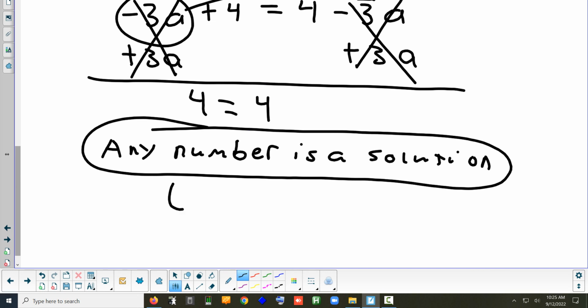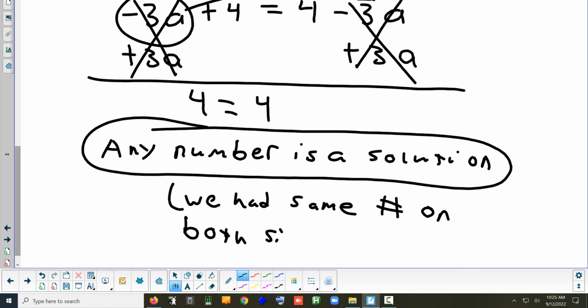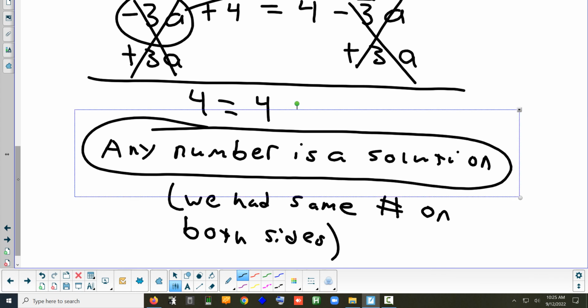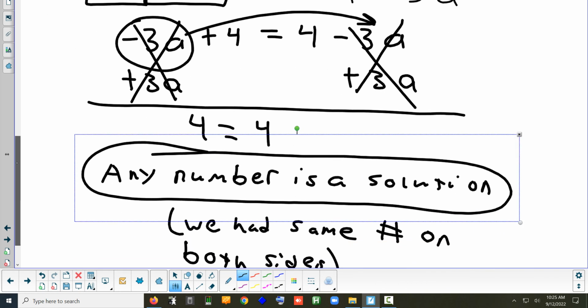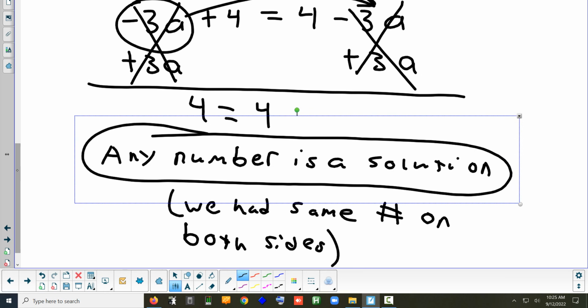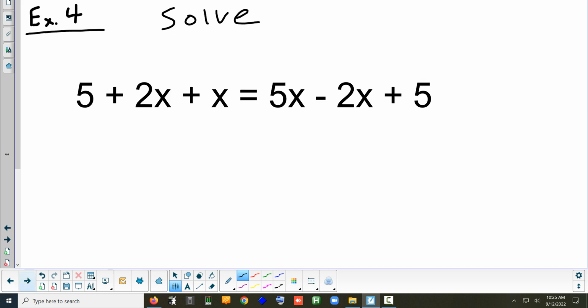Okay? So we had the same number on both sides. That's why any number is a solution. 4 equals 4, 7 equals 7, 8 equals 8. If you end up with the same number on both sides, that's your answer. Any number is a solution. Okay, any question on that? So let's try one more type where we have variables on both sides, and then we'll finish with our word problem.